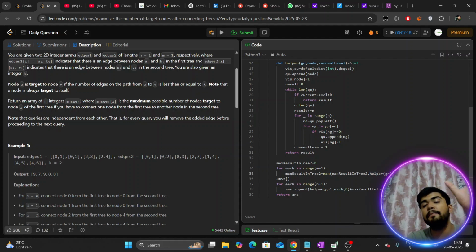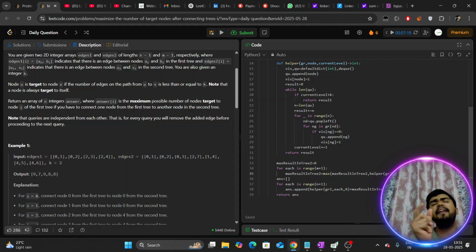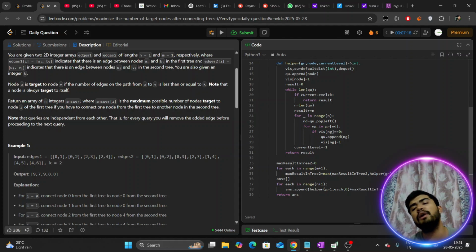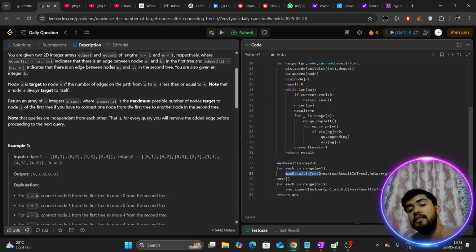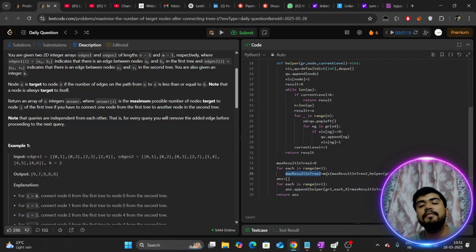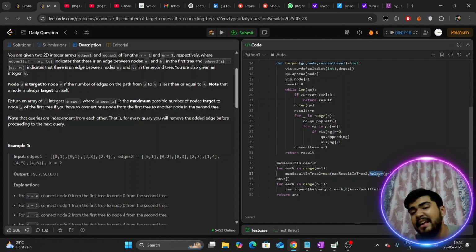We could directly pass the given node, because they could tell us this is your centralized node, since from this you can explore the maximum nodes with minimum depth. But they have not given us a centralized node, so we have to check all the nodes to find which one is actually the centralized node. You can see here max result in tree 2, that is nothing but the constant contribution of tree 2. I am storing it in this variable, which is already stored from the helper function call. In the helper function I have done a standard level order traversal, standard BFS. Let me quickly explain it to you.